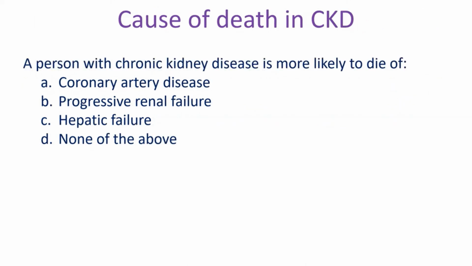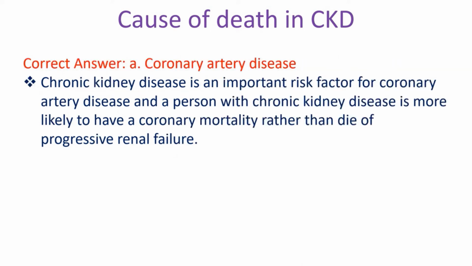A person with chronic kidney disease is more likely to die of: A. Coronary artery disease, B. Progressive renal failure, C. Hepatic failure, D. None of the above. Correct answer: A. Coronary artery disease. Chronic kidney disease is an important risk factor for coronary artery disease, and a person with chronic kidney disease is more likely to have a coronary mortality rather than die of progressive renal failure.